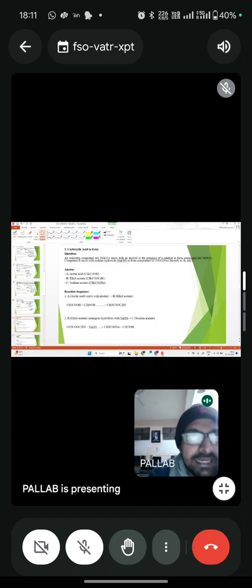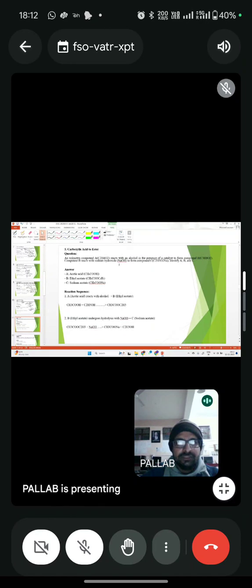Now, an unknown compound A reacts with an alcohol in the presence of a catalyst to form compound B, having the general formula C3H8O2. Now compound B reacts with sodium hydroxide.